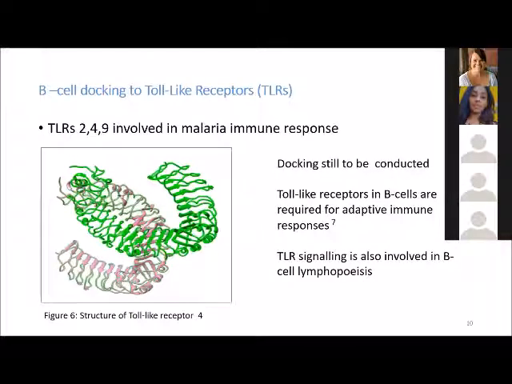Lastly, docking of B cell to toll-like receptors is still to be conducted, as I ran into some issues with this. So this is an image of one of the toll-like receptors, which is TLR4. And this is necessary because the interaction between the toll-like receptors and the B cells is required for the immune response and is involved in lymphopoiesis of the B cell.